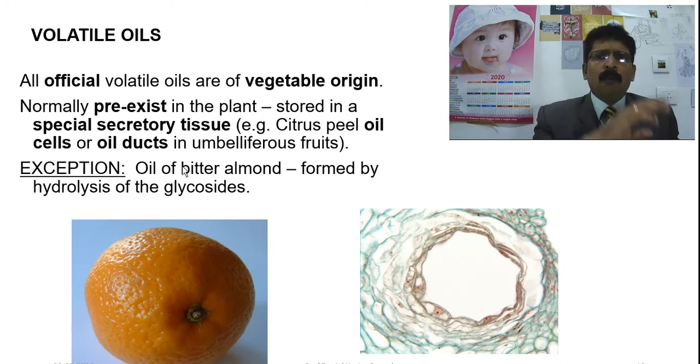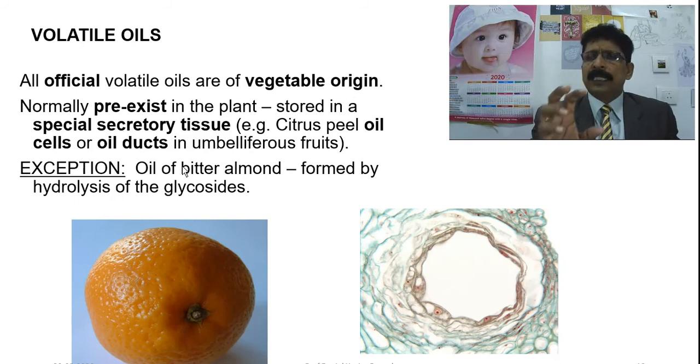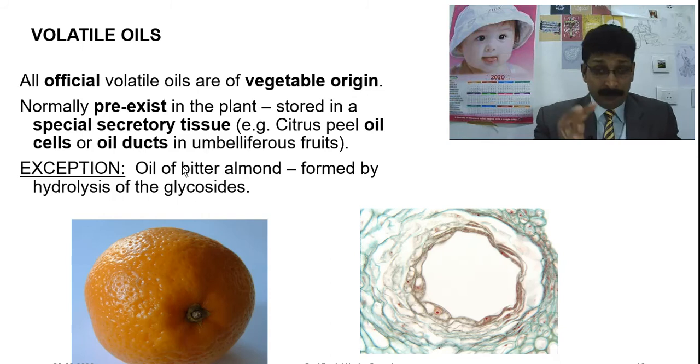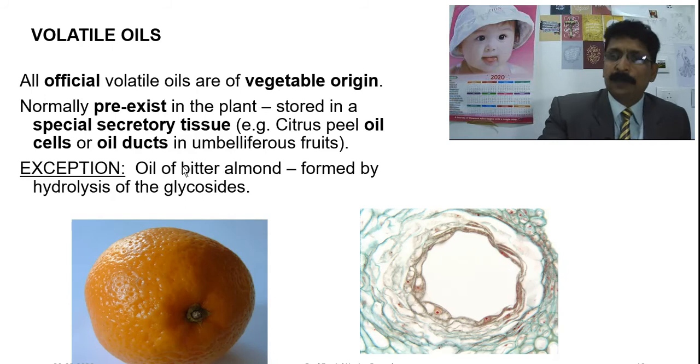Others, you can see, always have oil cells, oil ducts, and lysigenous oil cells. Various oil cells and oil ducts will be present in the flower, fruit, leaves or stem, whatever parts are available in the plant. They will have this type of storage of volatile oil, which can be expressed, or obtained by distillation or by the enfleurage technique, by which isolation can be done.